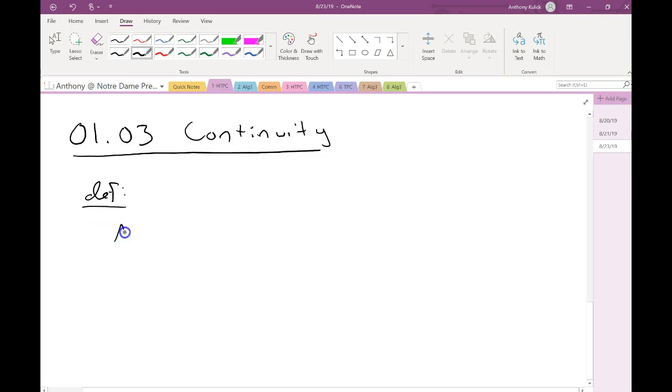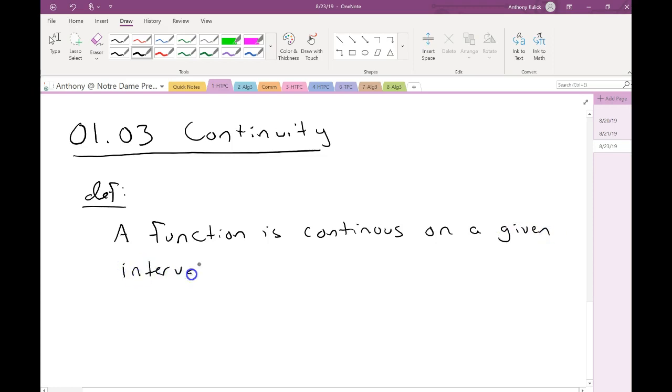So we say that a function is continuous on a given interval if the function does not appear to break at any point on that interval.